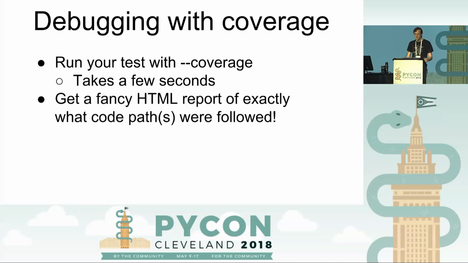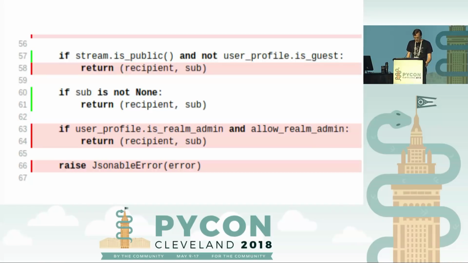You run your test, reproduce, or whatever it is with coverage. It'll just take a few seconds, and then you get a fancy HTML report of exactly what code paths were followed when doing whatever you're trying to debug. So here's what that would look like with this example. You can see the first if statement was executed. The result was false, so it didn't return there. The second if statement was executed, and then it returned there. So you know exactly what happened here.